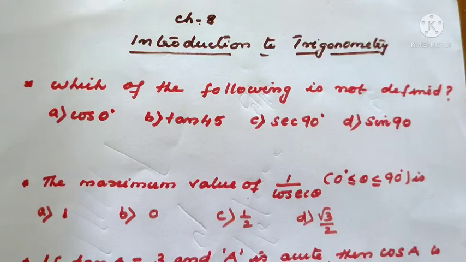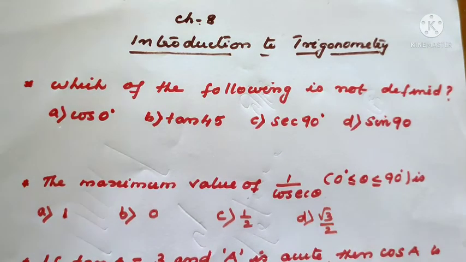Which of the following is not defined? Cos 0, tan 45, sec 90 and sin 90. These are the options given. So for this you must learn the values of the trigonometric table, that is sin 0, cos 0, sin 90, cos 90, sin 30, cos 60. Like that, the table we have studied, those values we have to study.